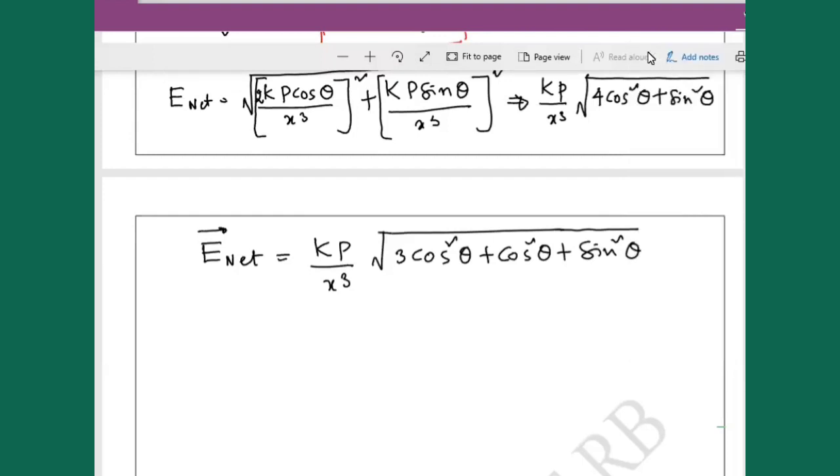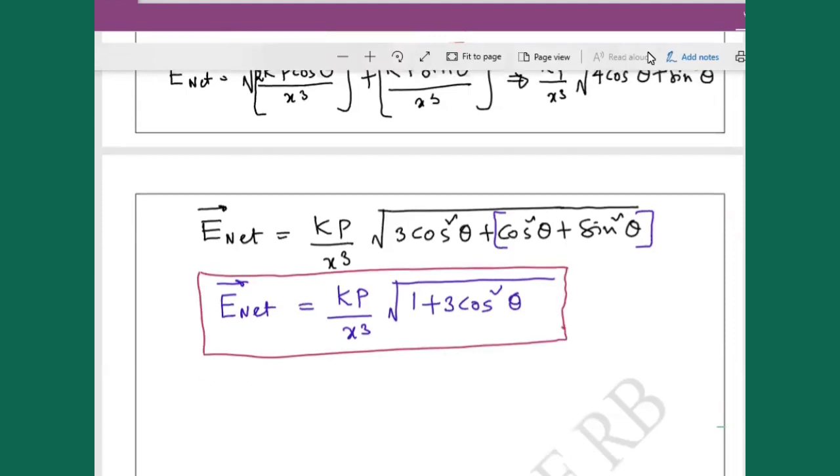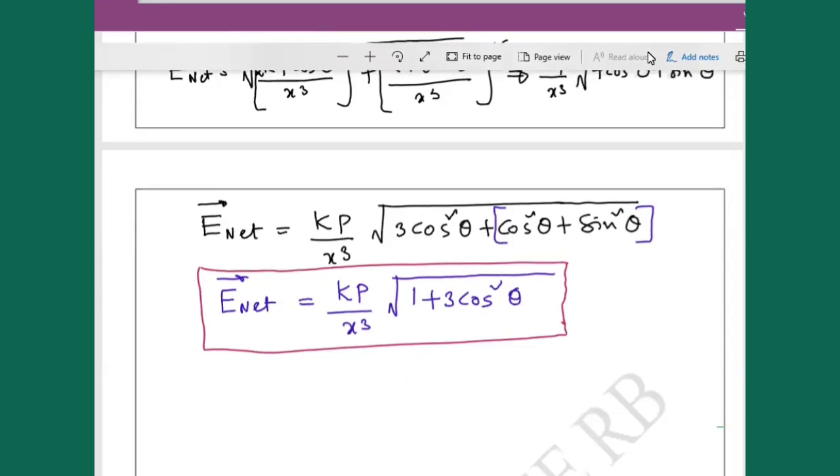So this cos square theta plus sine square theta can be written as 1. So now E net is equal to KP by x cube under root of 1 plus 3 cos square theta. Is it clear, this one? So this will be the general formula. We can keep it in the box. Is it clear, all of you? Yes, sir. So this is E net.